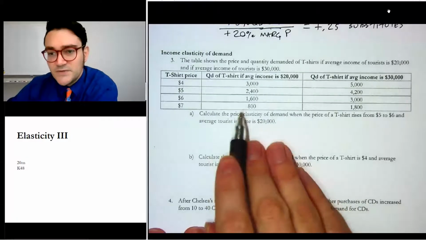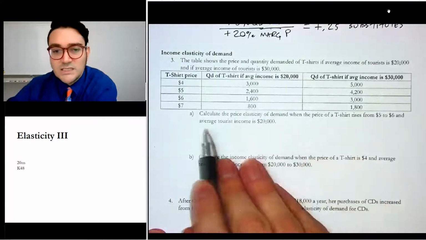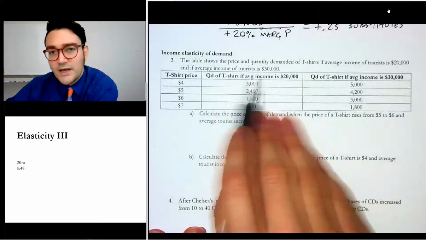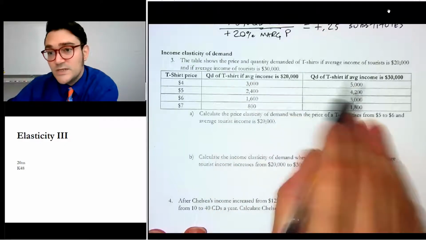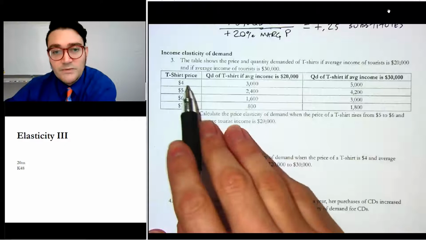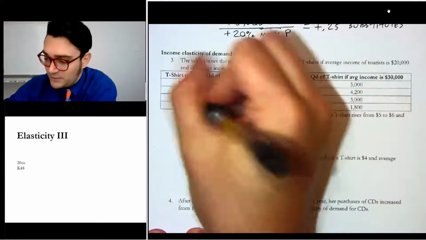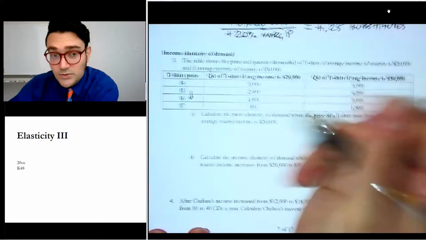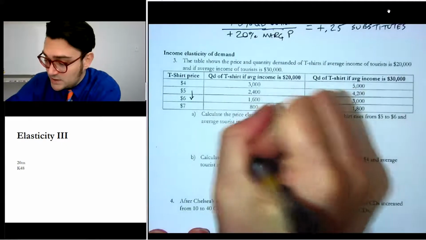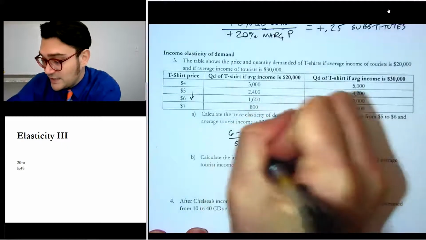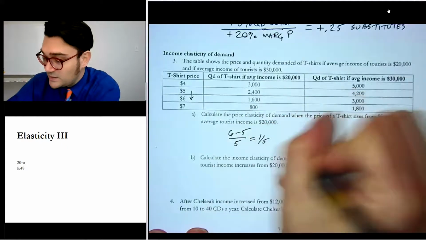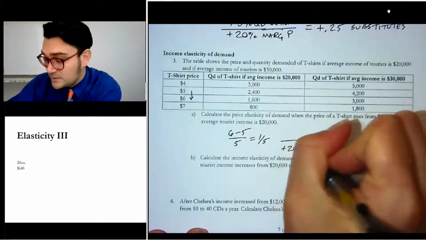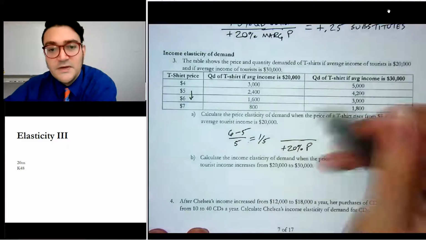Calculate the price elasticity of demand when the price of a t-shirt goes from 5 to 6, average tourist income is 20. So we're going to use quantity demanded of t-shirt if average income is 20 for this one. We don't need this column just yet. And we're going from 5 to 6. So when we go from 5 to 6, we'd say the new minus the old over the old, right? So 6 minus 5 over 5 is 1/5. And so we'd say positive 20% price, right? Because that's 0.2.